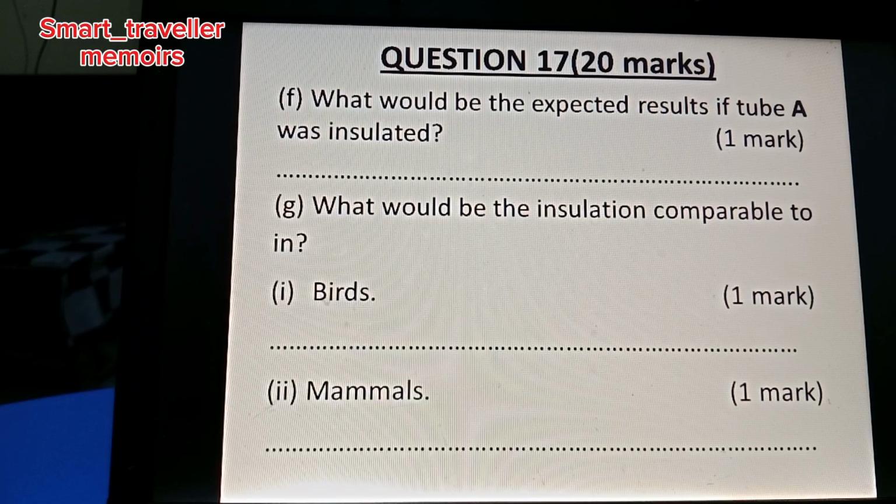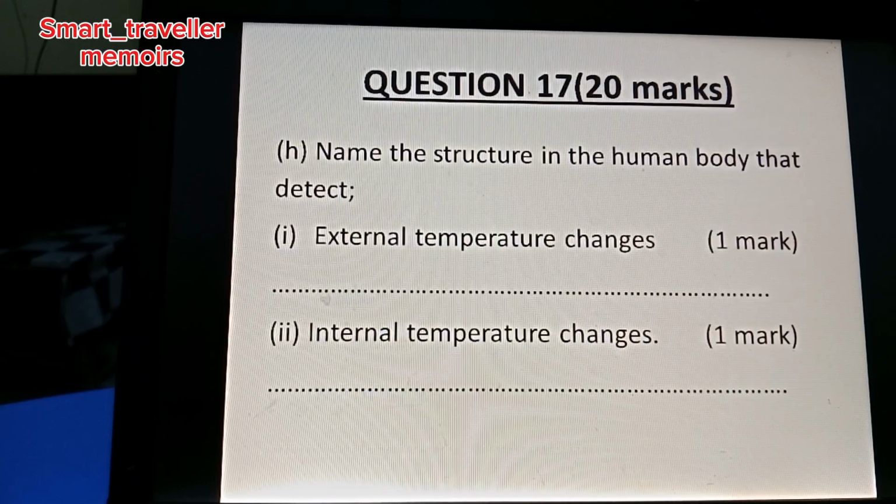What would be the expected results if tube A was insulated? What would the insulation be comparable to in birds and mammals? And the last question is, name the structure in the human body that detects, Roman 1, external temperature changes, and Roman 2, internal temperature changes.